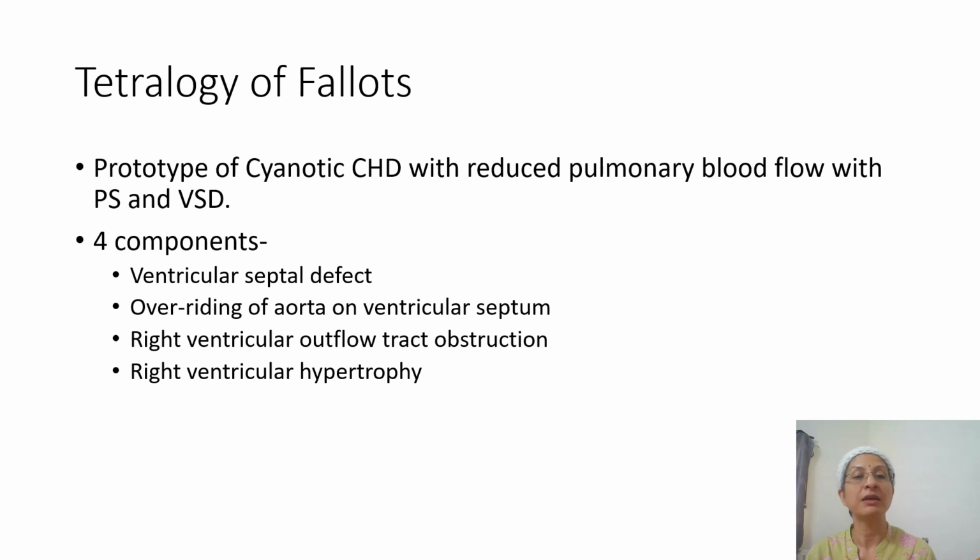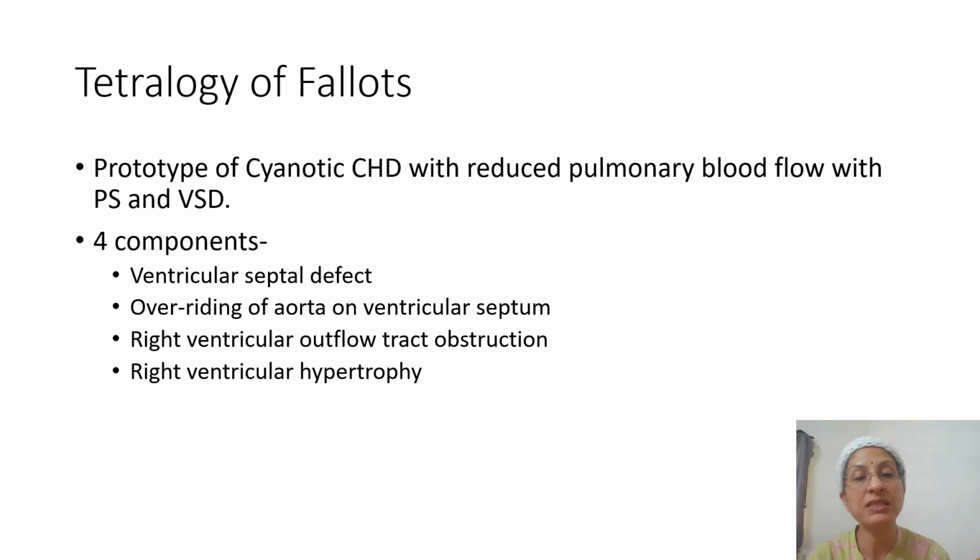ventricular septal defect. So as we can see, there is a very characteristic ventricular septal defect which is on the outlet part of the ventricular septum. The overriding of the aorta is there on this ventricular septal defect, that is, the aortic valve is placed in such a manner over the ventricular septal defect that it will be getting blood from the right as well as from the left ventricles. Thirdly, there will be right ventricular outflow tract obstruction, and due to this there will be right ventricular hypertrophy.